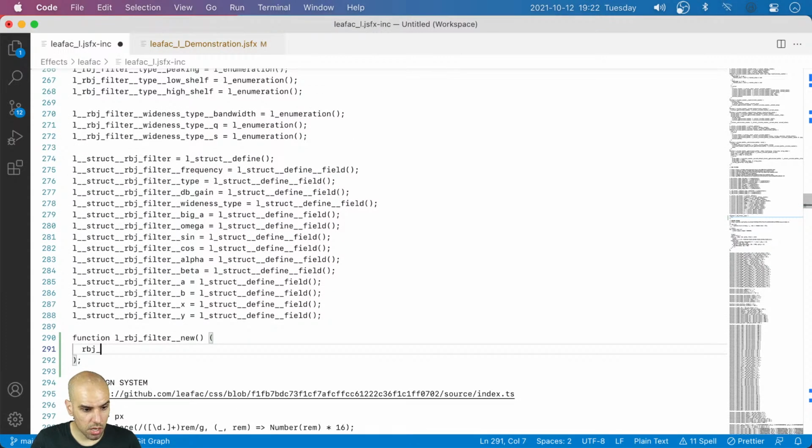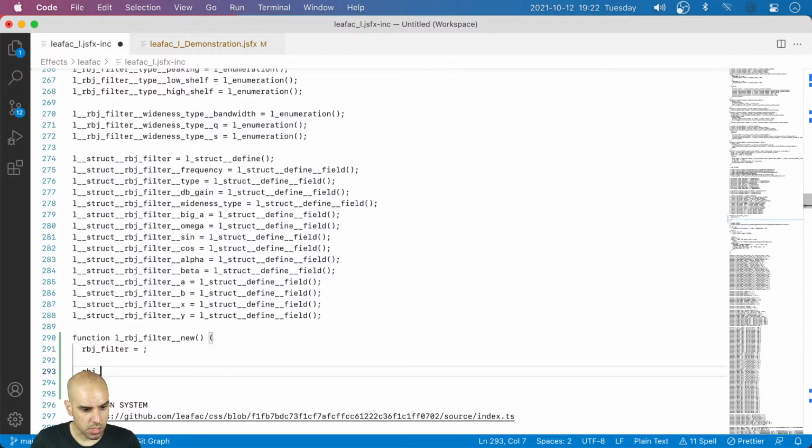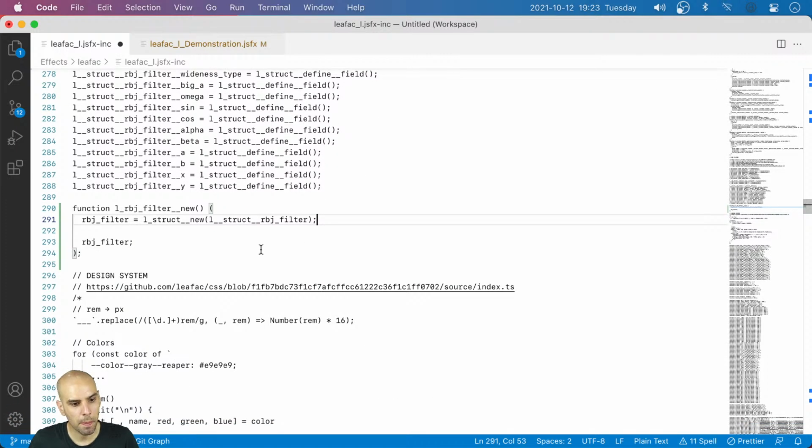So I'll call this the Rbj filter. And the last thing in my block of code is going to be to return this Rbj filter. And the Rbj filter is going to be lstruct new. So I'm going to create one of these data structures. This is the definition of the data structure. I'm declaring all the fields in the data structure. This is me creating one instance of it. So I'm actually creating a data structure based on the recipe.